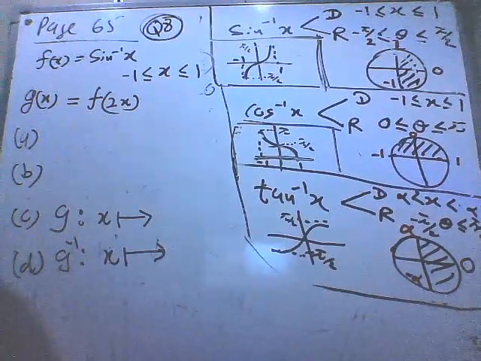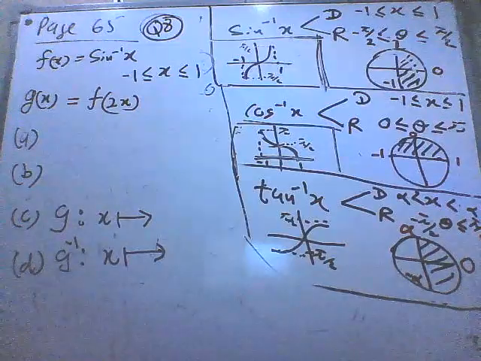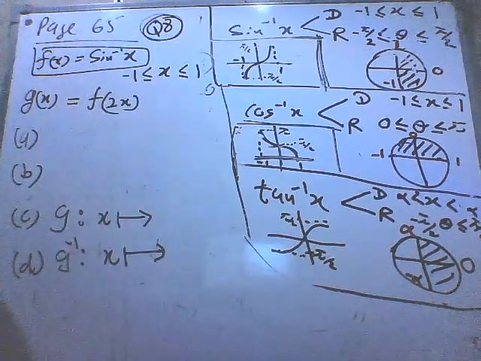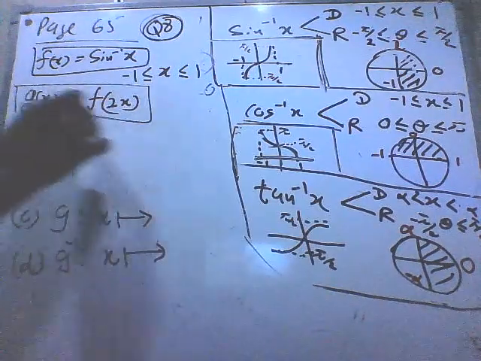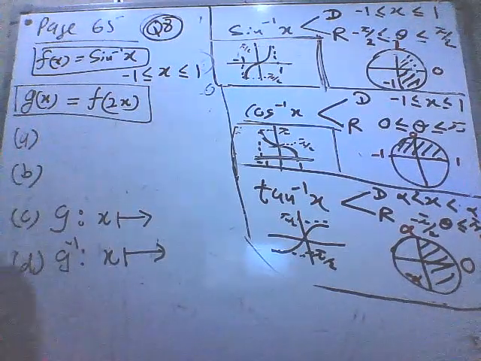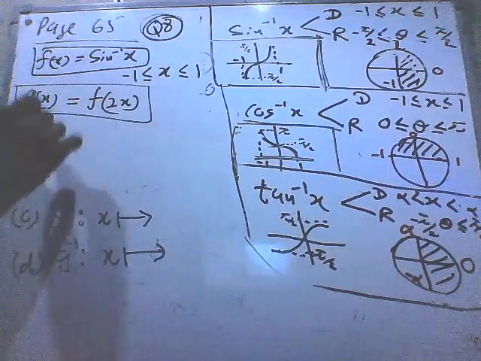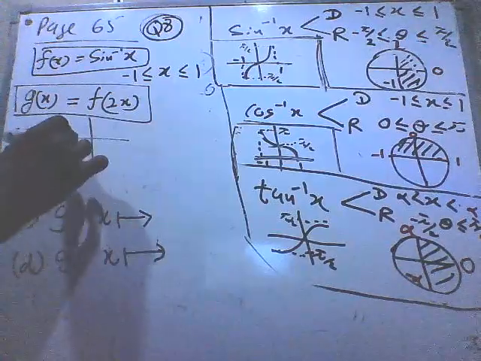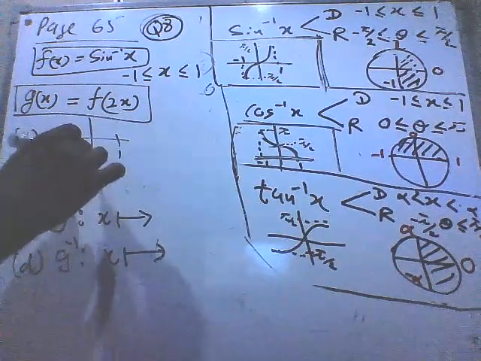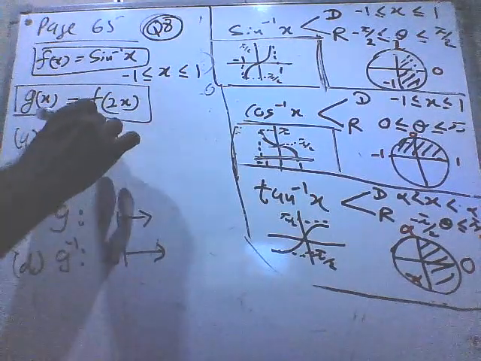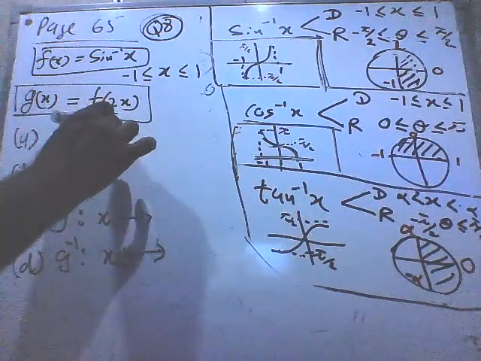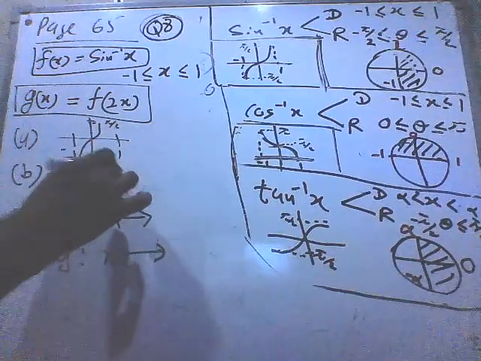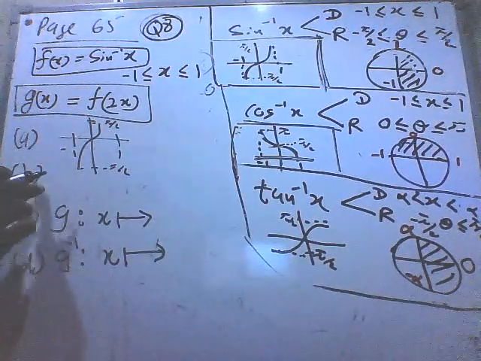Question 18, page 65. They have given this function, and it says x is in this range, and also g(x) given this one. They are asking us to sketch, in part A, f(x). This is our normal thing. So what we have to do is like this: domain -1 to 1, and it goes like this. This one is pi over 2, and the other one is minus pi over 2, and they are asking us to sketch this one.